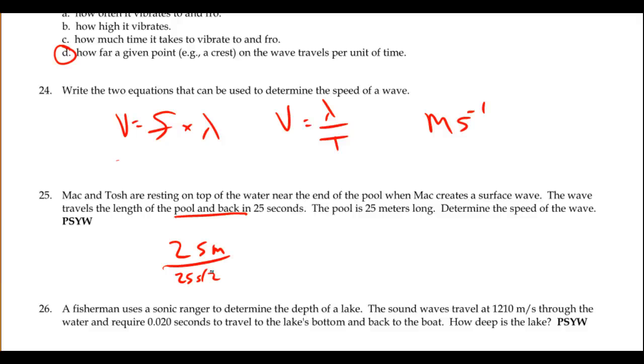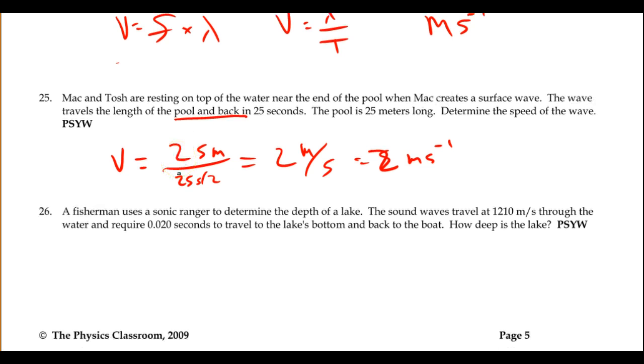So that's going to make it 25 divided by 12.5, which is essentially 2 meters per second. So that's 2 meters of distance moved every second that it travels, or 2 meters second to the minus 1. And that is the speed of the wave.